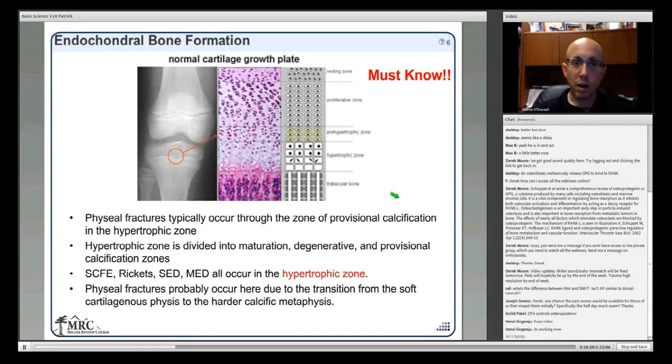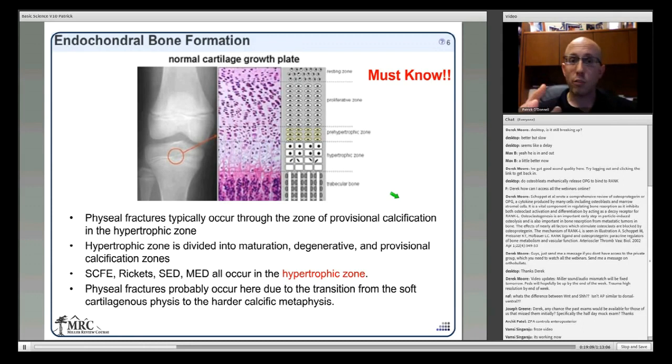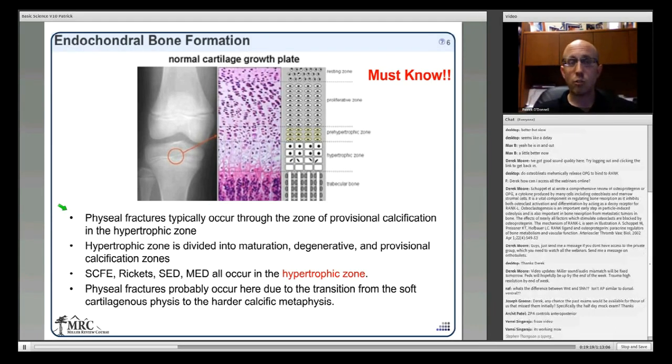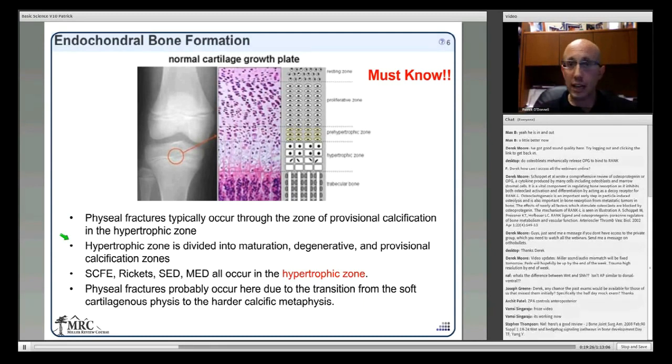So going from the metaphysis on the bottom here up to the epiphysis on the top of the slide, you have to know your resting zone, proliferative zone, prehypertrophic zone, hypertrophic zone, and the trabecular bone that you'll see on a section. So physeal fractures occur through the zone of provisional calcification in the hypertrophic zone. This zone, hypertrophic zone, is divided into maturation, degeneration, and provisional calcification. And if you're going to guess on the exam, if you're completely lost, heaven forbid, if you're going to guess, guess the hypertrophic zone.